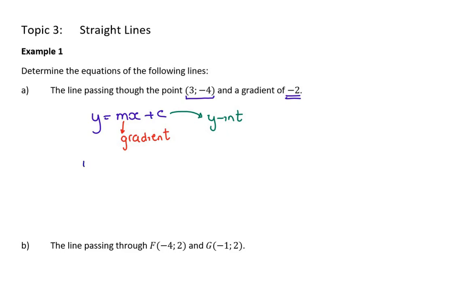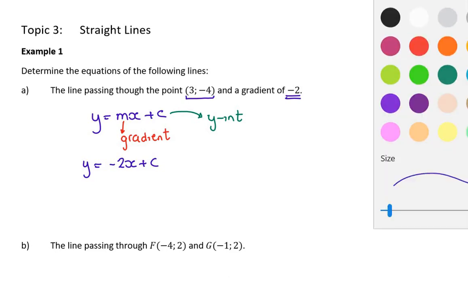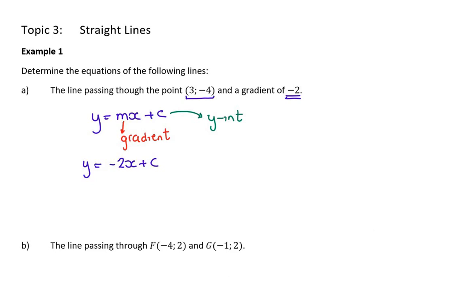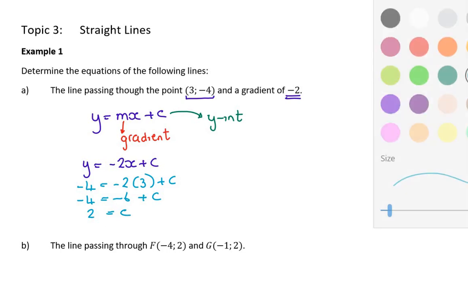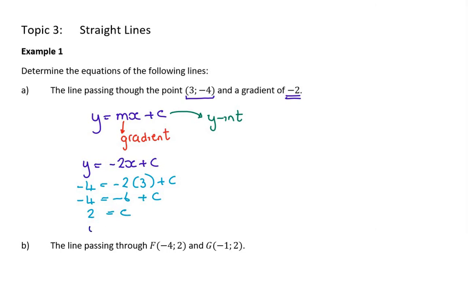So in this particular question, they've told me the gradient, so it's -2x plus c, and then we should know from functions that as long as you have a point on the graph, that's wonderful, because you can sub it in. So that means y is -4 when x is 3. So you substitute it in and solve for c. So I get -4 equals -6 plus c, add 6 to both sides, and I get c is 2. Now don't forget to answer the question, because it said find the equation of the line. So the answer to my question is y equals -2x plus 2.